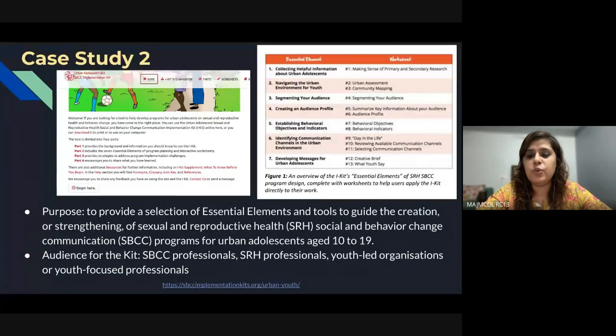This was originated at Johns Hopkins University in the US, and it was implemented in Latin America specifically. Now, the purpose of the urban adolescent sexual and reproductive health SBCC implementation kit was to provide a selection of essential elements and tools to guide the creation or strengthening of SRH, and to bring about a social and behavioral change for urban adolescents aged 10 to 19.